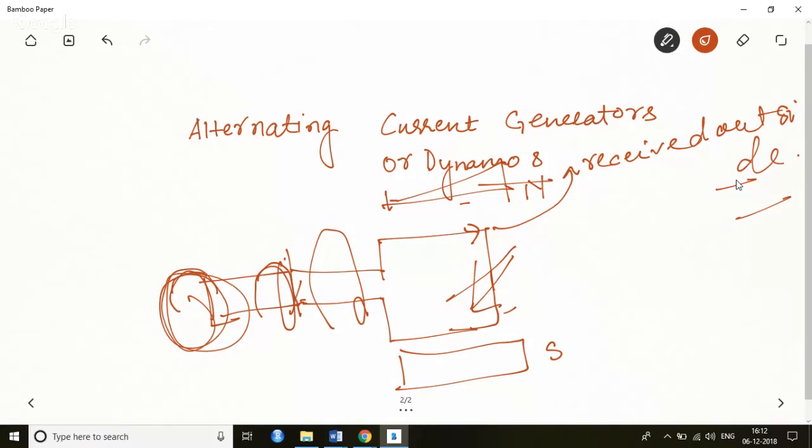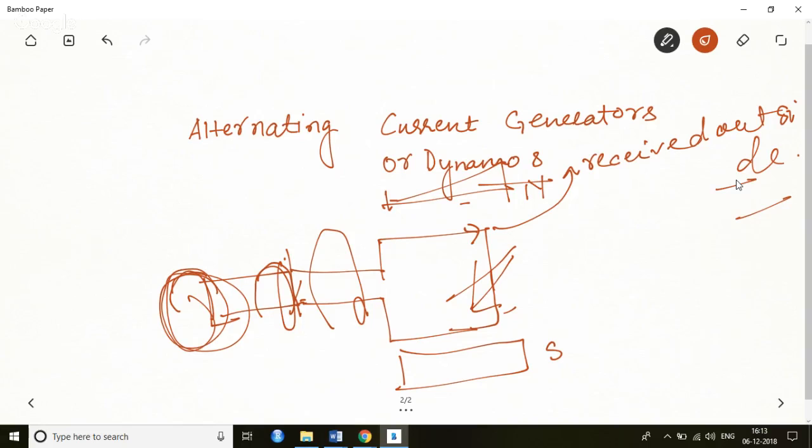The armature coil consists of a large number of turns of insulated copper wire wound over a soft iron core. The coil is kept between the poles of strong magnets. Two slip rings are connected to the two ends of the coil and convey the current produced to the outside circuit.